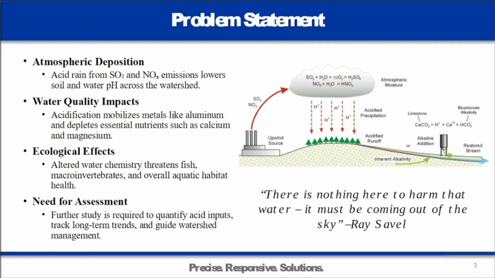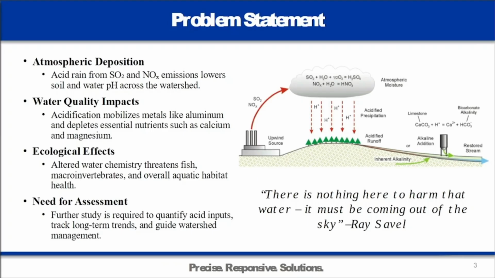So what was the problem they were seeing? They started getting these fish kills, and they stocked some areas of the watershed, and they saw that the stocked fish they were putting in were not staying, and the native and wild fish that were there were disappearing as well. They found a very low pH value within this stream, and it was coming from acidic deposition.